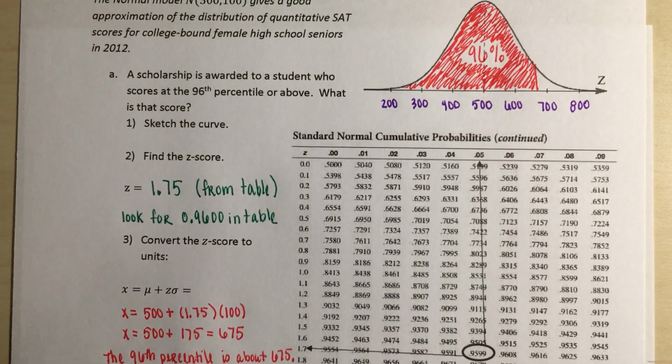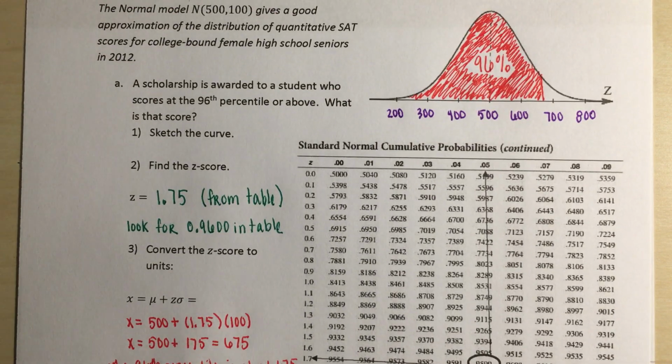So again, we found our inverse normal value by going through these 3 steps. We sketched our curve. We found our z-score using the table, and then once we had that z-score identified, we used this formula to convert our z-score to units.